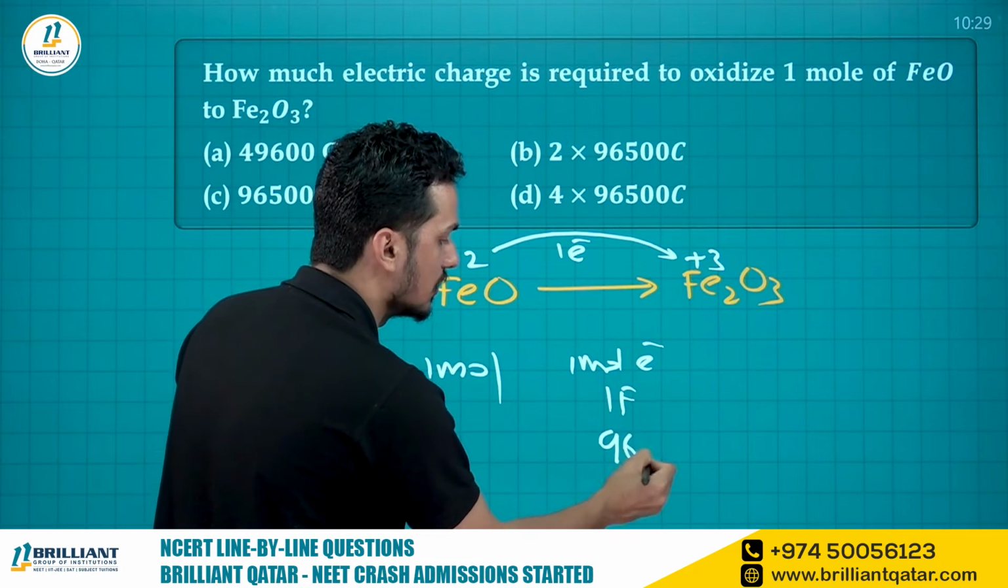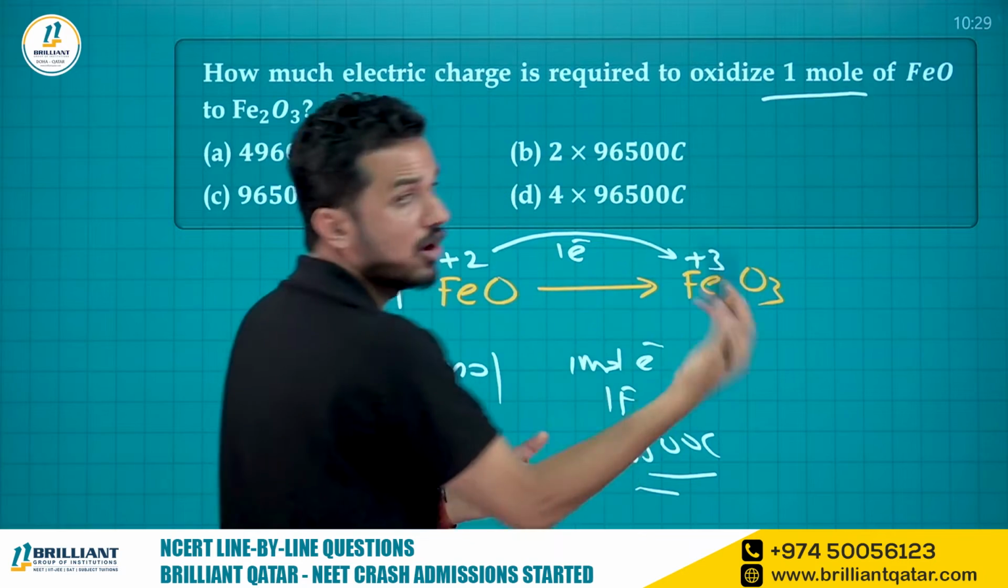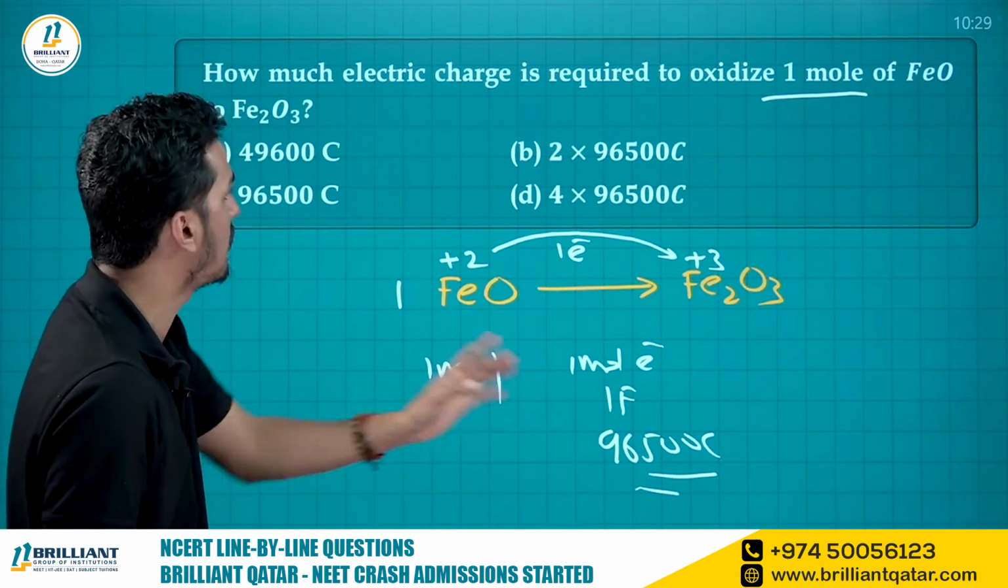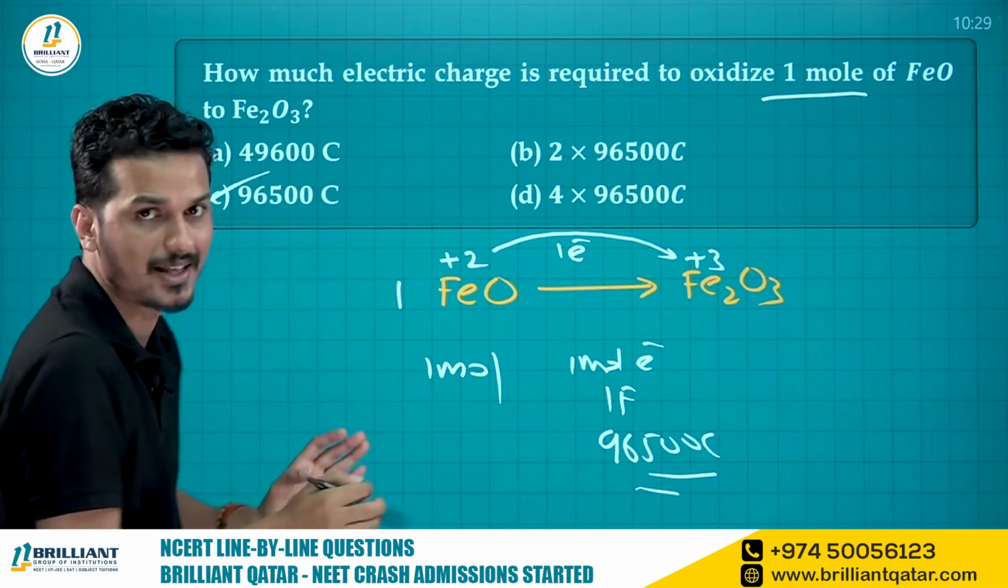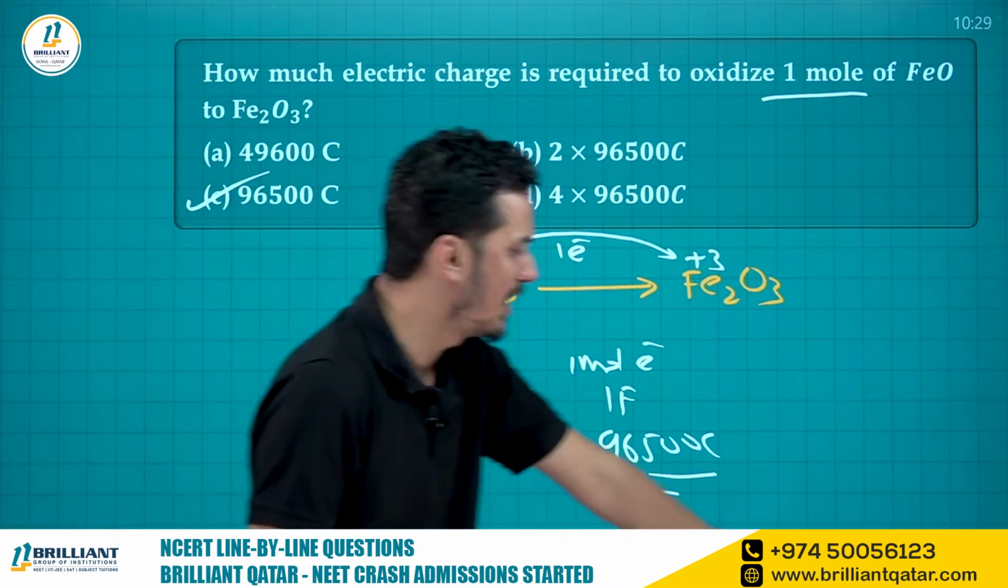1 Faraday equals 96,500 coulomb. They are asking about 1 mole of FeO, so that means 96,500 coulomb. Option C is the correct answer. Ready guys? Okay, if so, then we can move to the next question.